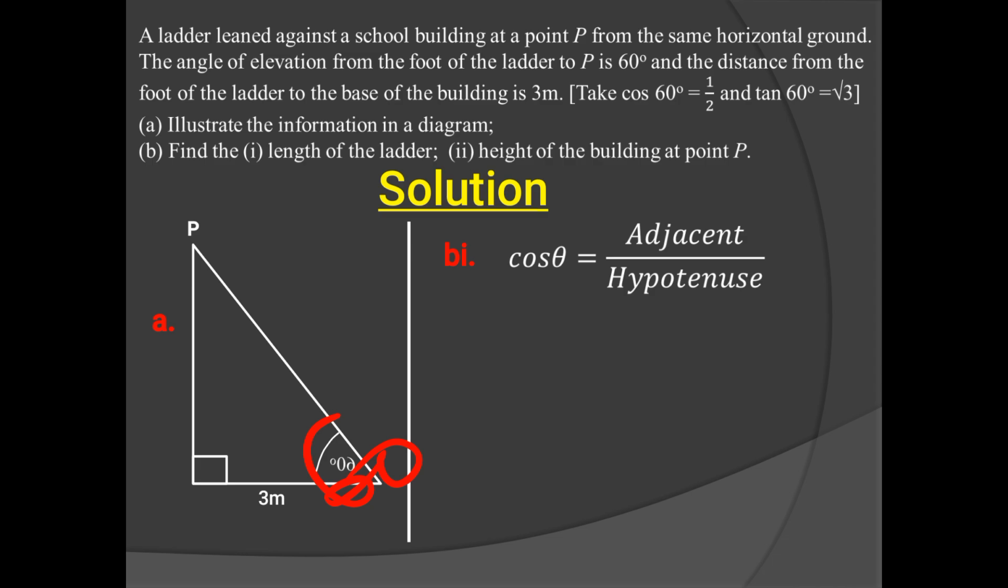Then please show the point P. So this one is our wall, right? This is the school building. This is our ladder. And then the base of the building to the foot of the ladder is our 3 meters. So our base is 3. Our hypotenuse has not been given. Our height has not been given. But we have been given the angle.